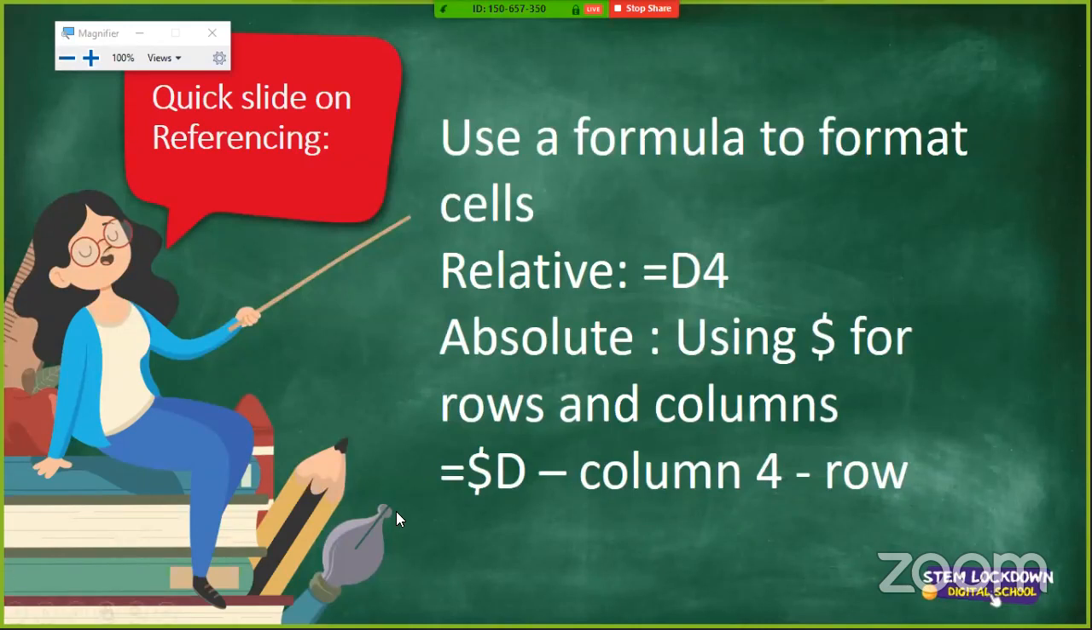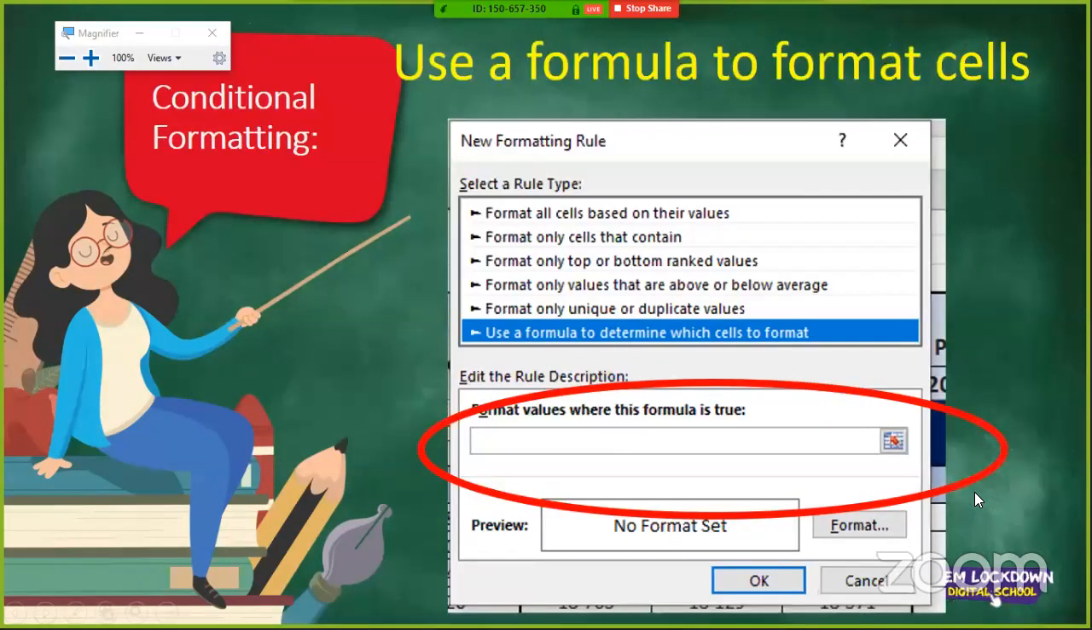Right. So for absolute, we're going to put a dollar sign in front of the rows and columns usually. So that's absolute cell referencing. But for our conditional formatting, we're only going to put the dollar sign in front of the columns, not the rows. So that's important. And then we've done that particular part there.